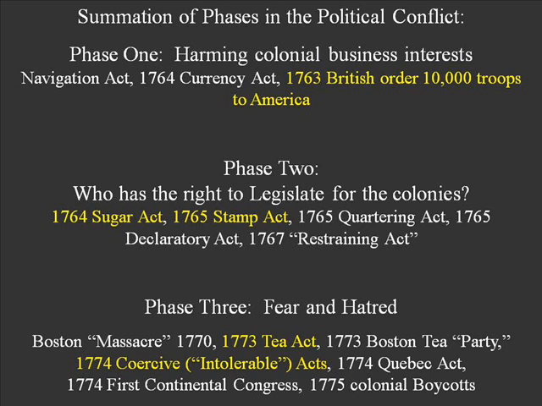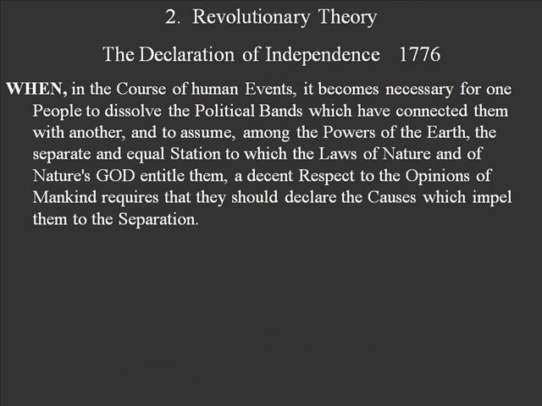So you don't have to write down all these, but these are the three major phases of all the conflict that we've been talking about. At first, just harming the businessmen, and then after the Stamp Act, or the Sugar Act especially, the businessmen get this ability to outrage the whole population in the colonies, or as many as they can convince. And then the last phase is just mutual fear and hatred of each other, really circling each other, eventually preparing for war.